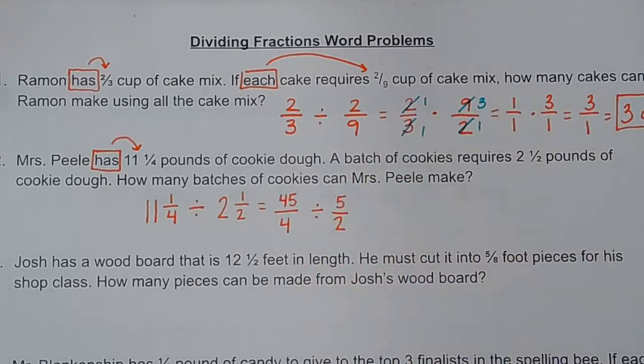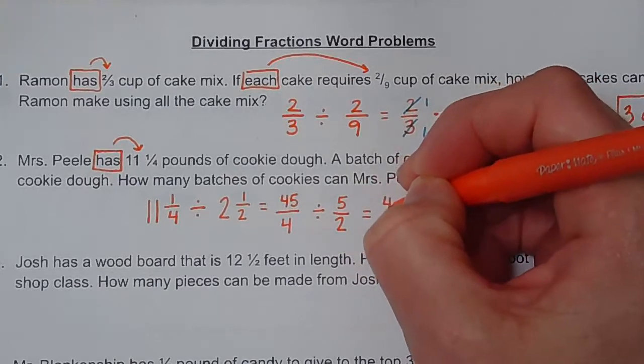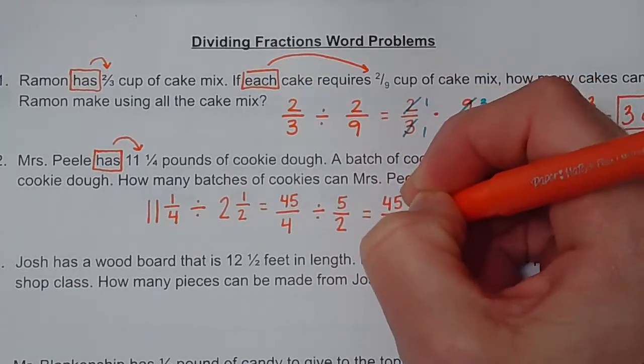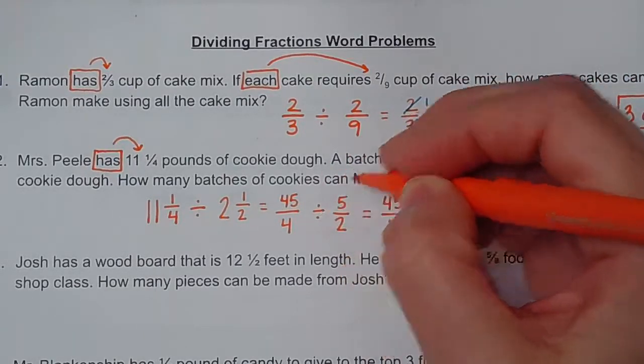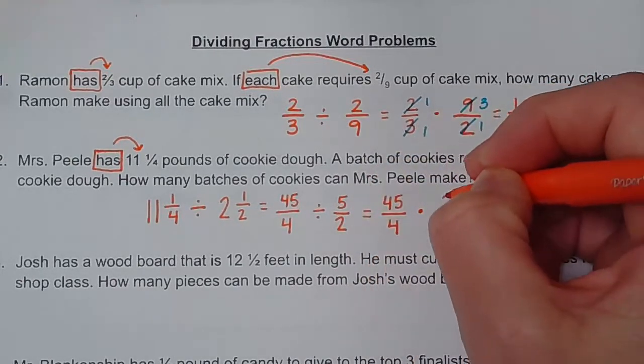Okay, now things are good. It's okay that they are improper fractions. What matters is that they are fractions, not mixed numbers. So now I can keep change flip. I'm going to keep 45 over 4, change the division to multiplication, change 5 over 2 to 2 over 5.